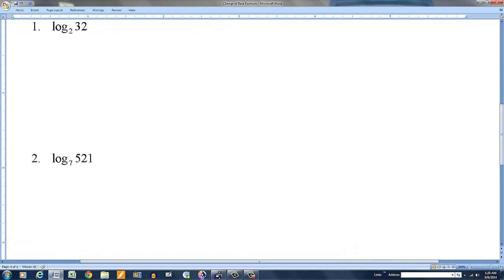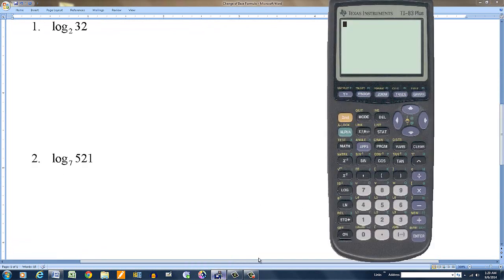In the next example, we have the log of 521 to base 10. I'm sorry, the log of 521 to base 7. So again, here I have to use a change of base. I'm going to use the log, that's base 10, understood, and that would be 521 divided by the log of the original base, which is 7. Hit enter, and there's my answer. And you can round it off as requested.